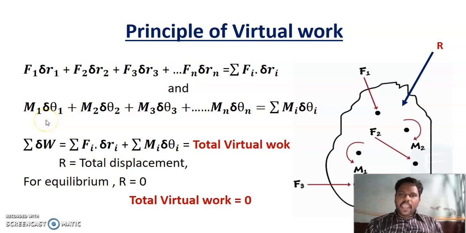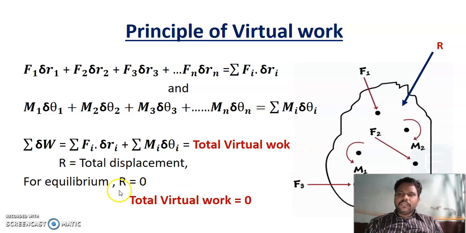Likewise, couple moments M1, M2, M3 show angular virtual displacement delta theta 1, delta theta 2, delta theta 3. Then the total work done by the angular virtual displacement is sum of the couples into delta theta i. The total work done on the given system is the sum of the work done by the linear virtual displacement plus work done by the angular virtual displacement. So a body has a resultant displacement R.